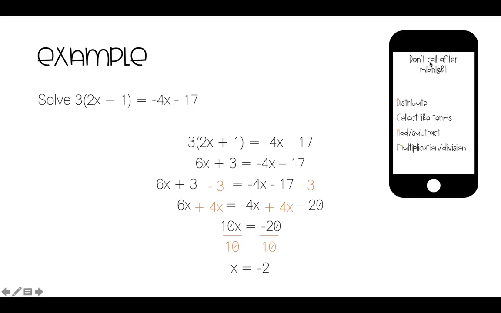So if you follow the "don't call me after midnight" rule, you'll remember what comes first. So "don't" is distribute, so expand. "Call" is collect like terms. "After" is add or subtract. And "midnight" is multiplication and division.